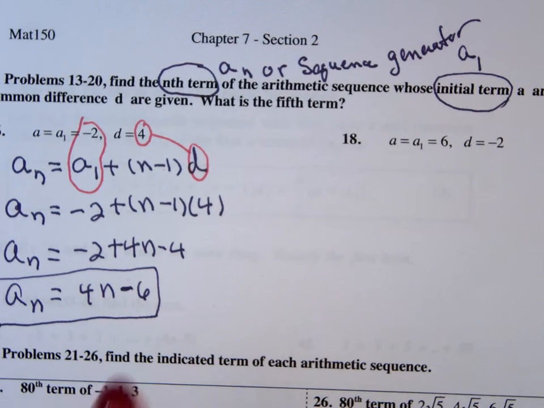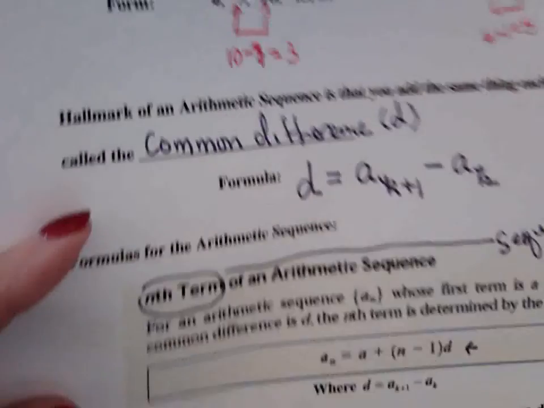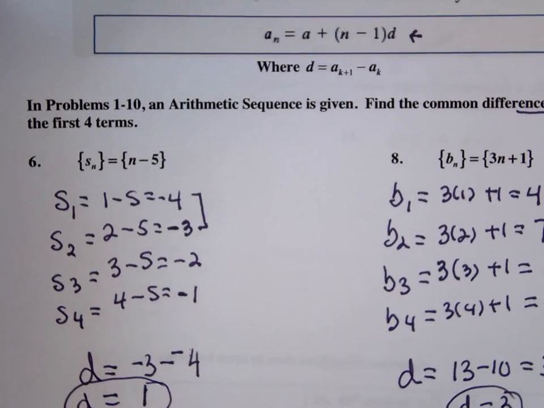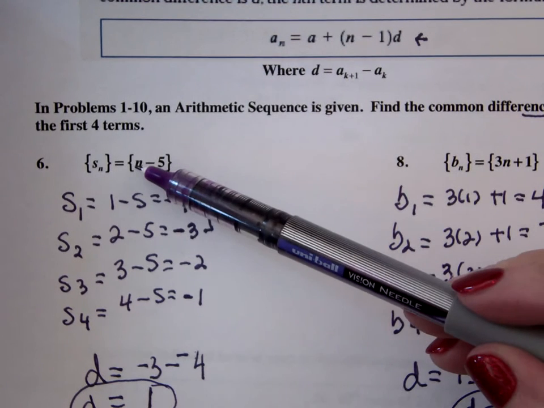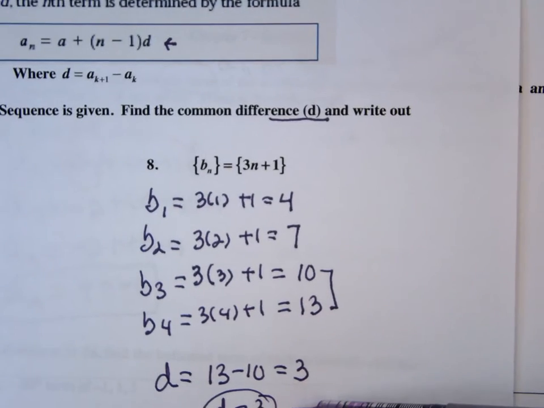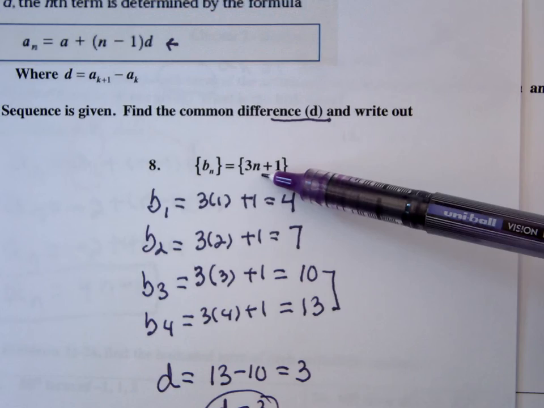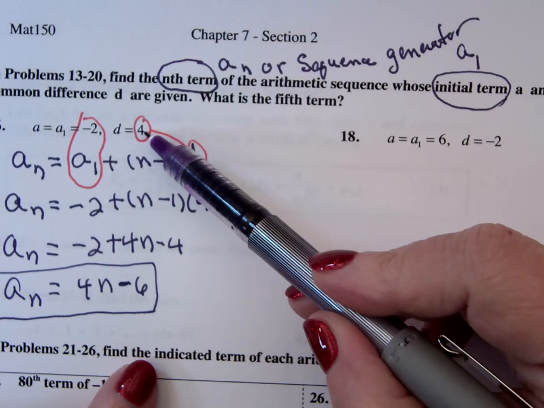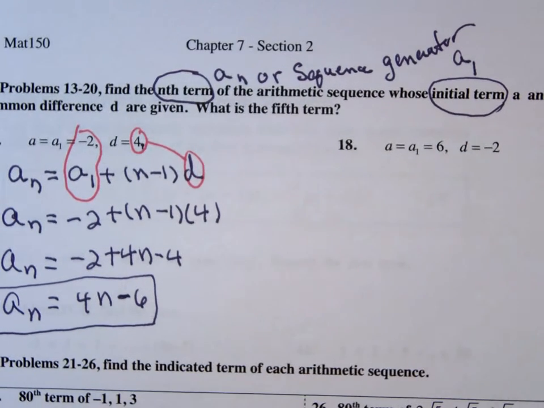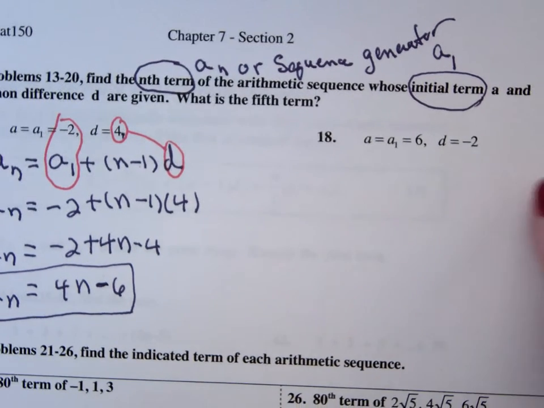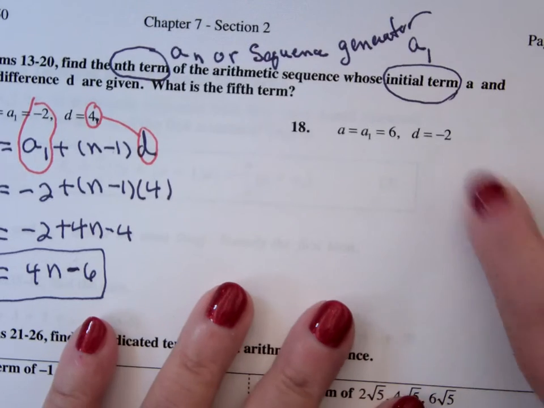Now, the other thing I want you to notice is this. What was d in the first example that we had? 1. What's the coefficient of n? 1. In the next one, d is 3. What's the coefficient? 3. The coefficient is always going to be d. Let's see if that's the case. d is negative 2. What should the coefficient be? Negative 2.